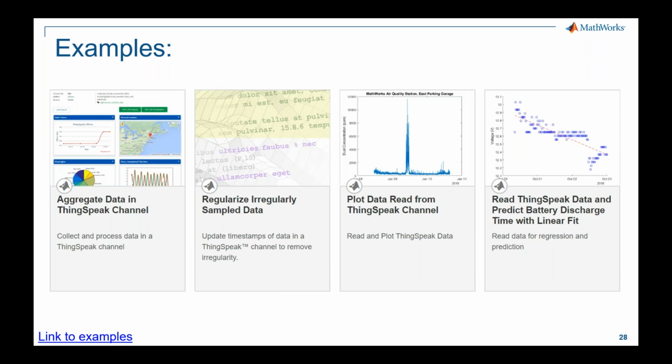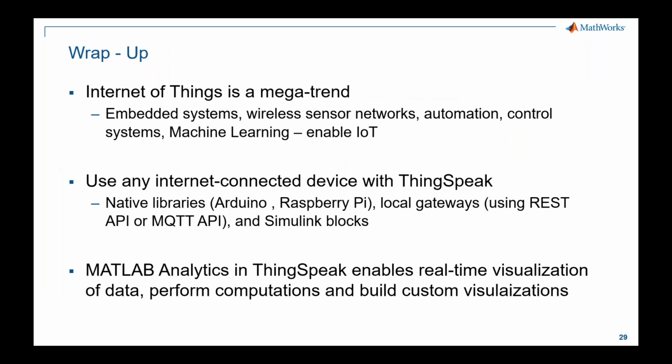So basically, as I said, Internet of Things is a mega trend, and what is enabling Internet of Things is the fact that we have plenty of embedded systems which are now able to transmit data. And these embedded systems also come with plenty of low-cost sensors, and we have good infrastructure for modeling the sensor networks, their automation and their control algorithms, and we also have machine learning algorithms which can enable IoT.